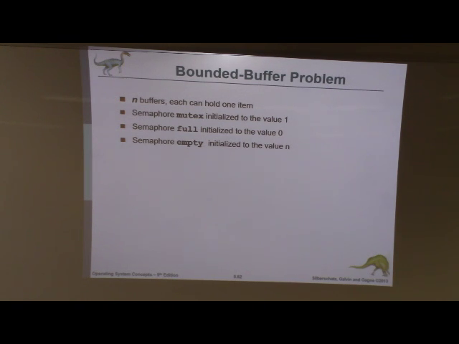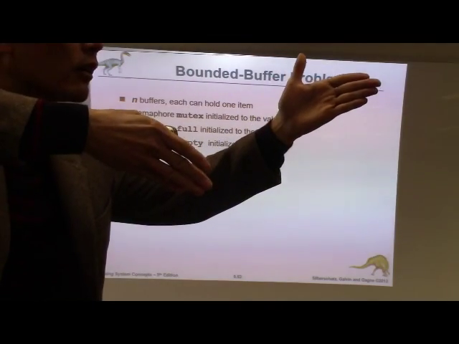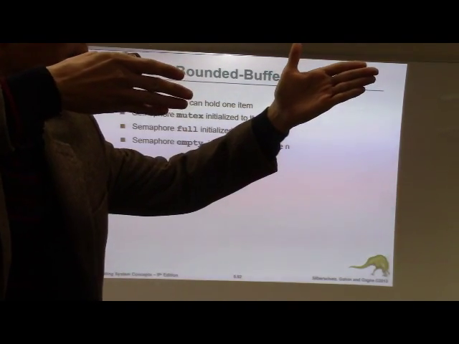The mutex is a binary semaphore initialized to 1. It will be used for locking. It's a key to use the buffer. And the semaphore full is used to see whether the buffer is full. In case the buffer is full, the producer cannot generate new data, right?